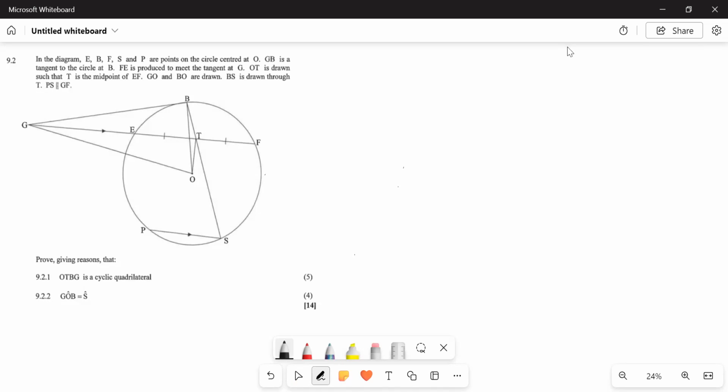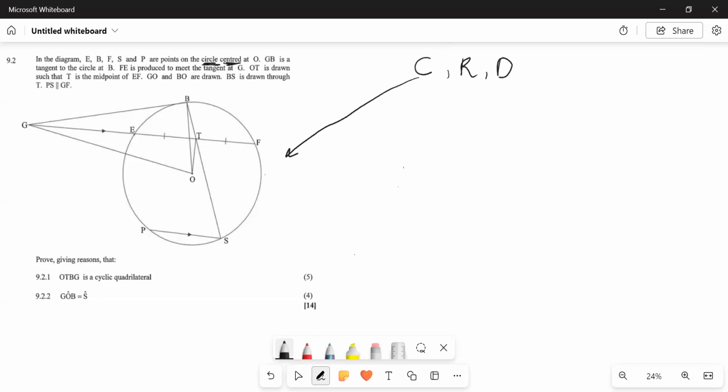So now let's start. In the diagram, E, B, F, S, and P are points on the circle center. So there's a keyword: circle. As soon as I see the keyword circle, I think of a chord. As soon as I see the keyword center, I think of a radius as well as a diameter, right? So now let's go back to our actual question. Now we need to look for a chord, a radius, as well as the diameter.